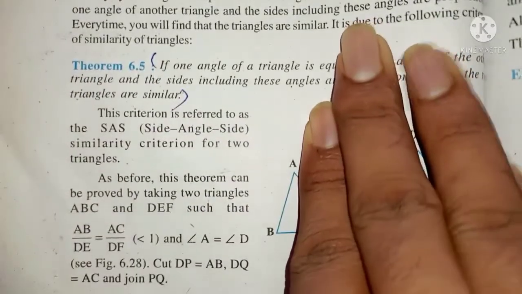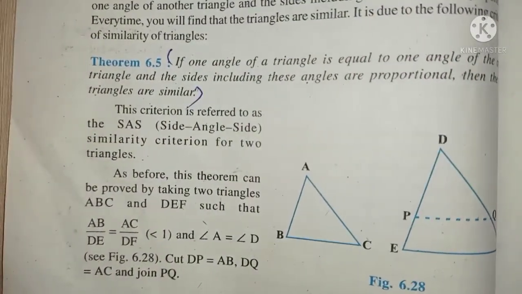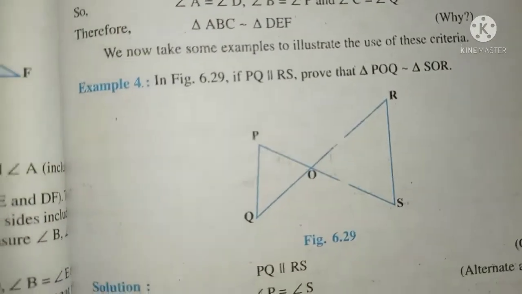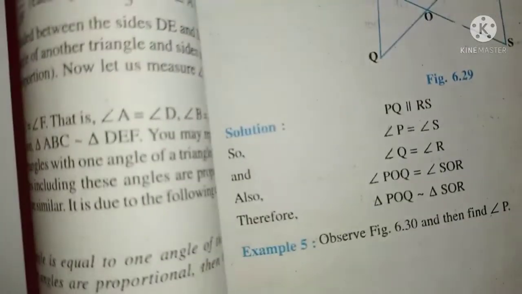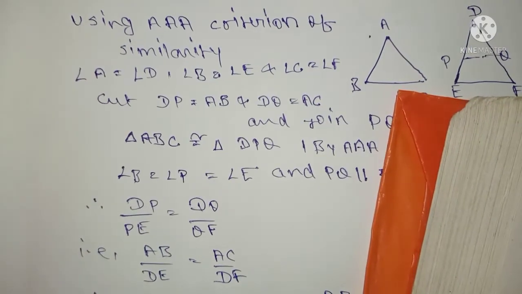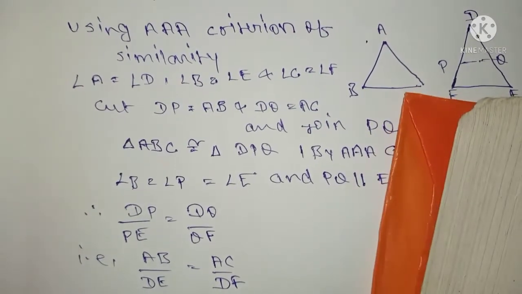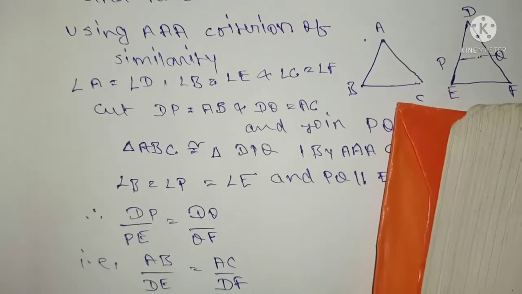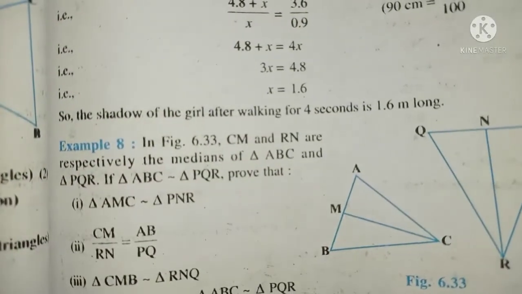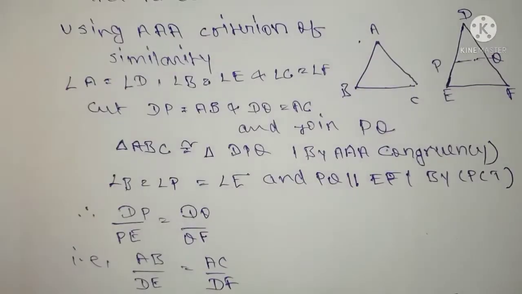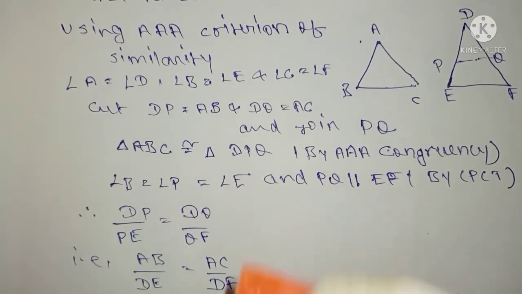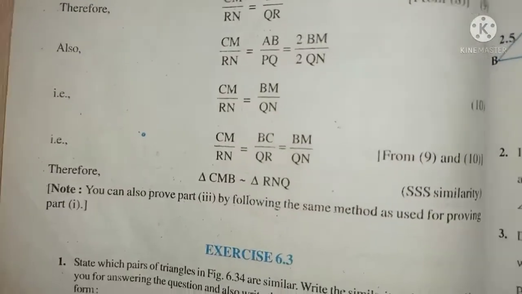Okay. Similarly, theorem 6.5 is there, and then some examples are given, which are example 4, example 5, and till I think example 8. So till example 8 it is given. You can see here the last question, that is example 8. And guys, where you cannot understand these questions, you can text me. I will upload a special video on this.